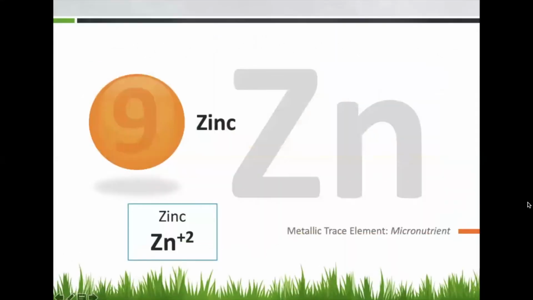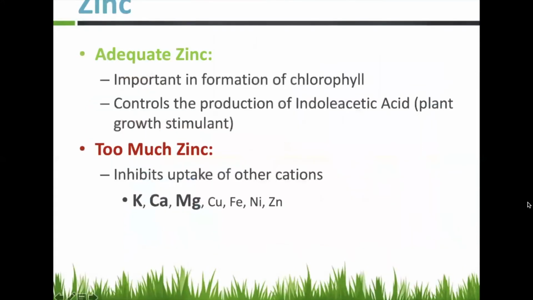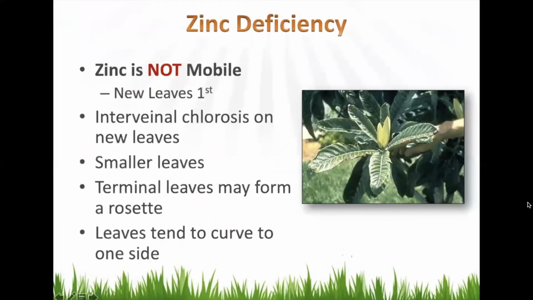Next, we're going to discuss zinc. With adequate zinc, there's going to be healthy green leaves due to the chlorophyll. And with adequate zinc, it also controls the production of indoleacetic acid. It's a plant growth stimulant. But with too much zinc, this inhibits uptake of other cations again, primarily potassium, calcium, and magnesium. Zinc is not mobile, so this is going to affect the new leaves first, and then we're going to have interveinal chlorosis again on those newer leaves.